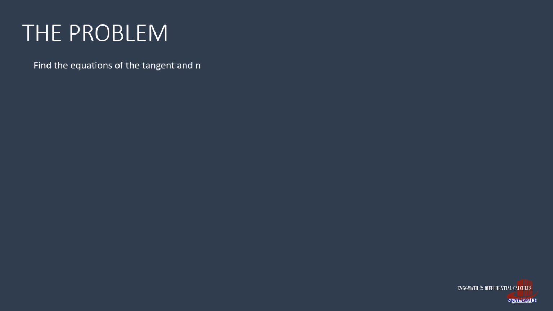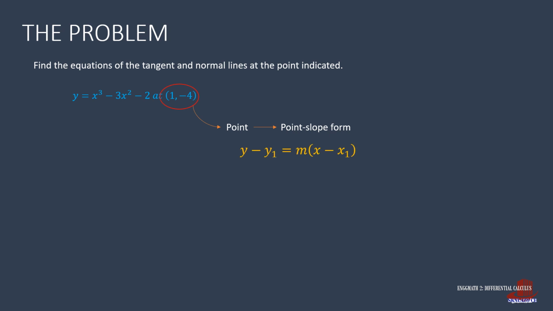The problem includes the function y equals x cubed minus 3x squared minus 2, and we are to look for the equations of tangent and normal lines at point (1, -4). Note that the complementary data provided is a point, which tells us that we can look for the functions later using point-slope format. That is y minus y1 equals m times x minus x1.